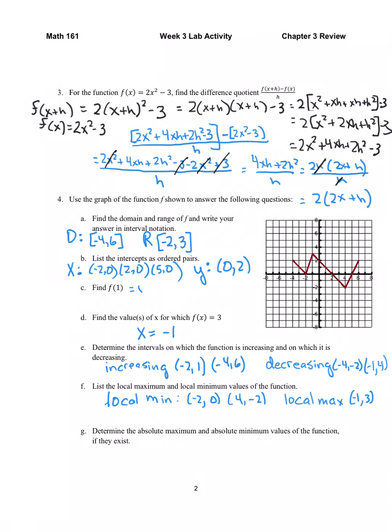For letter G, the absolute max and min can occur at endpoints. So the very, very smallest point of this whole entire graph looks like it is occurring at 4, -2. That's our absolute min. And in this case, it looks like our absolute max is occurring at -1, 3.